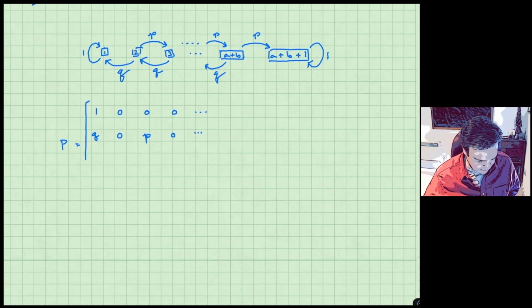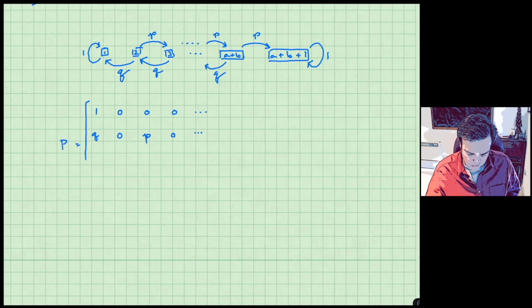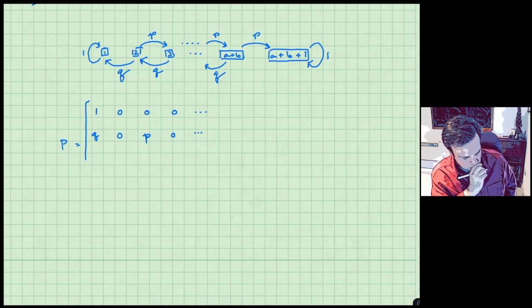Now the next line. What's the probability of going from state 3 to state 1? Oh, sorry. Is that right? Let me think for a second.